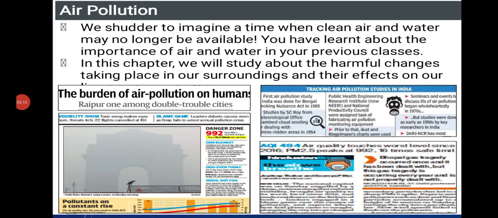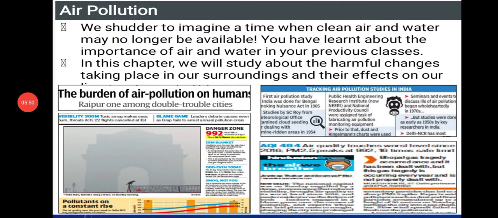We must imagine a time when clean air and water may no longer be available because of these activities. What will happen in the coming days? We may not be able to find clean water and air. Apart from that, even the soil we are using, or any other substances, are no longer pure in nature. We have already learnt in earlier classes about the problems faced, isn't it? So in this chapter we are going to learn about the harmful changes taking place in our surroundings and their effects in our lives.